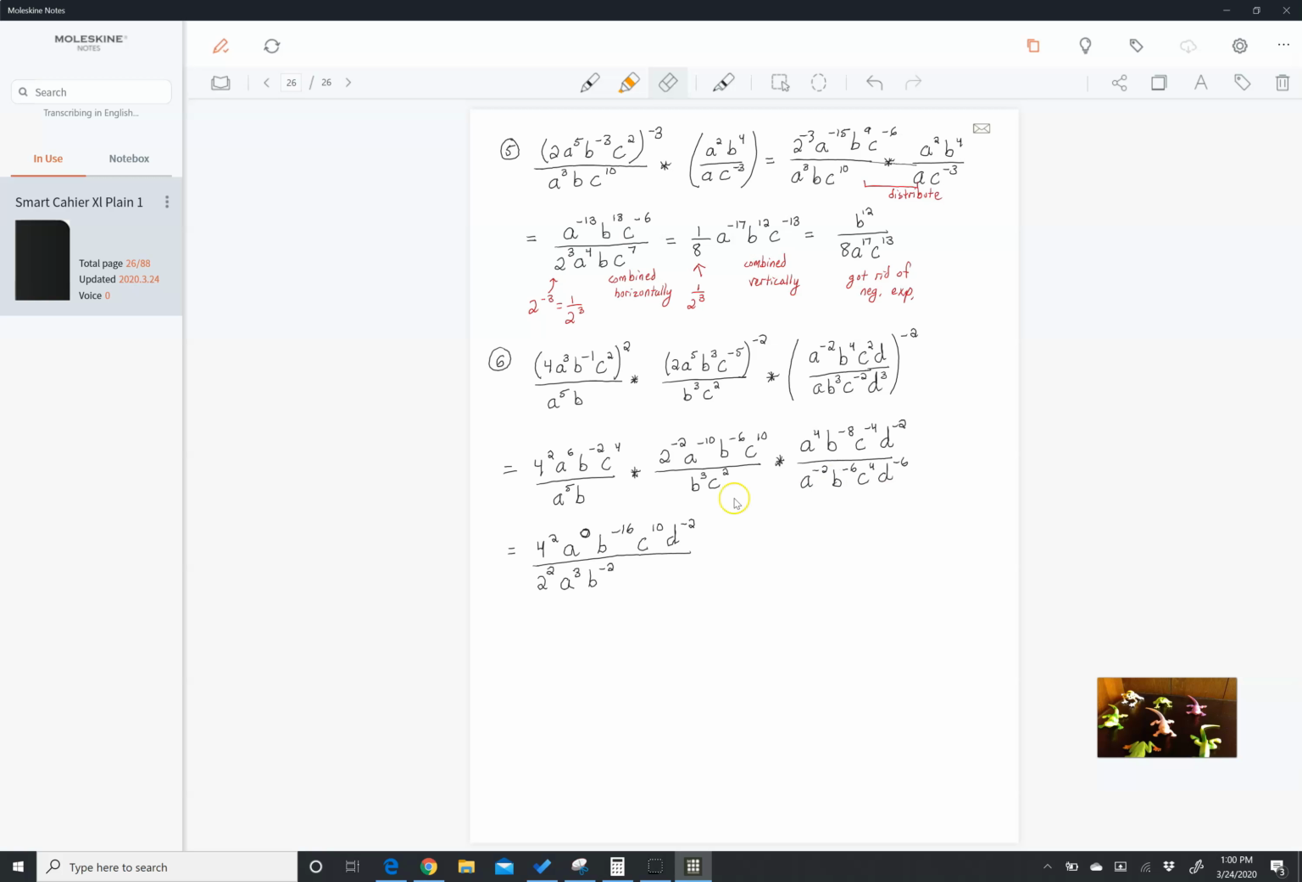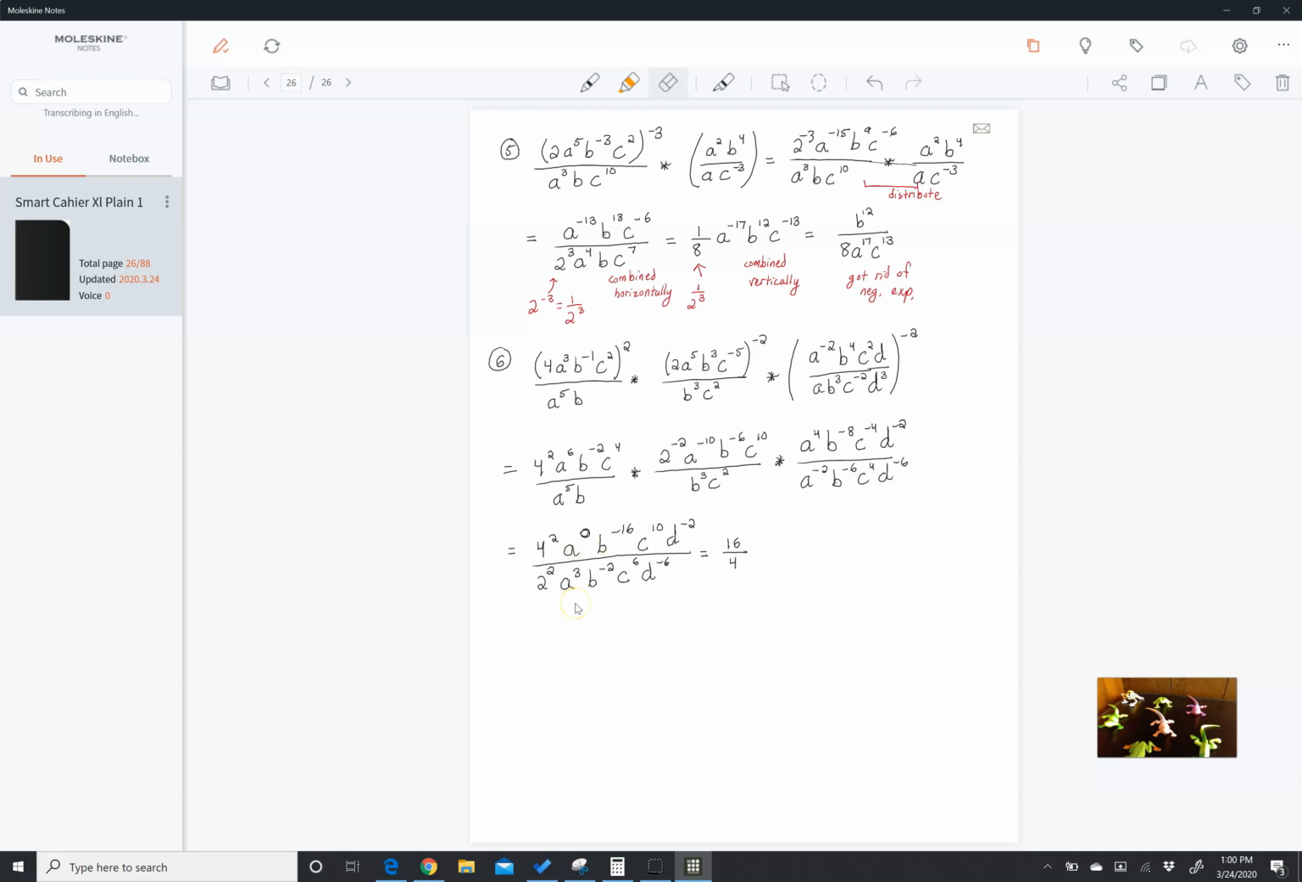Then we have a c squared and a c to the 4th. c squared and c to the 4th is c to the 6th. And then we have a d to the negative 6. Now we can combine vertically. So 4 squared is 16. We'll just write this as 16 over 4. So we could just put that off to the side for now.